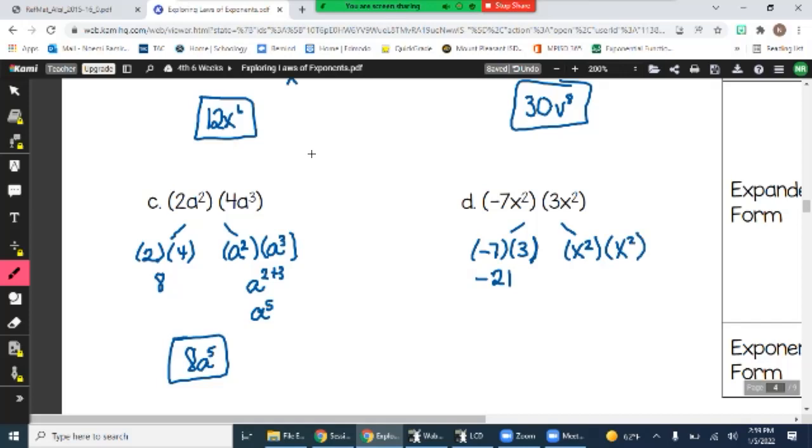That's why I keep repeating myself. Now we have x squared times x squared. So multiplying 2 of the same base, you add the exponent, 2 plus 2. And x to the power of 2 plus 2 is 4. Nothing else to do, so let's put it back together. -21, x to the power of 4.